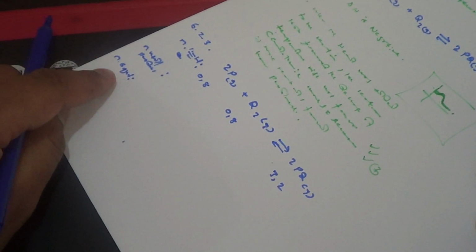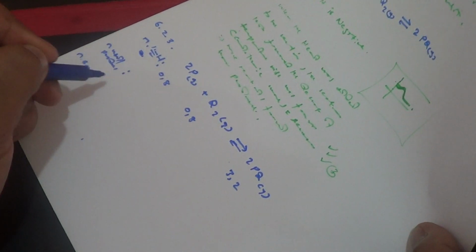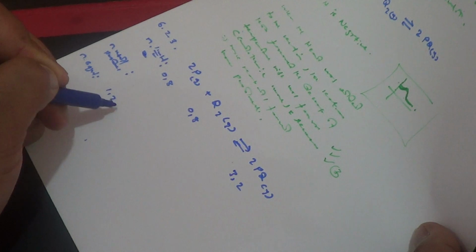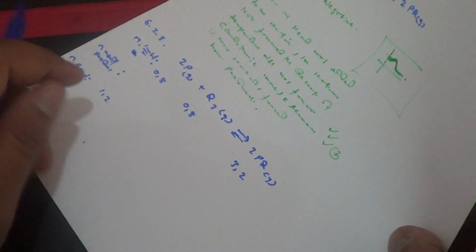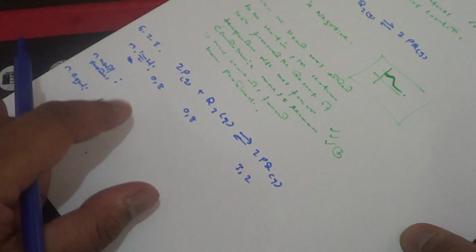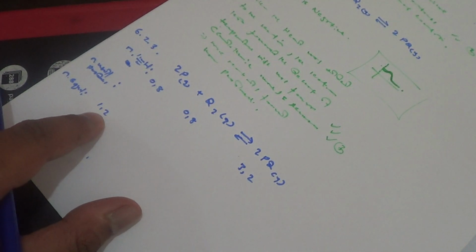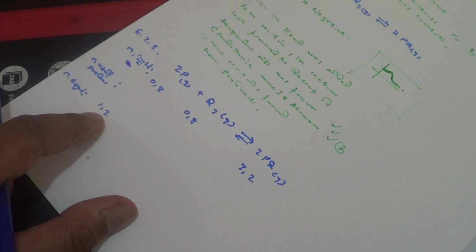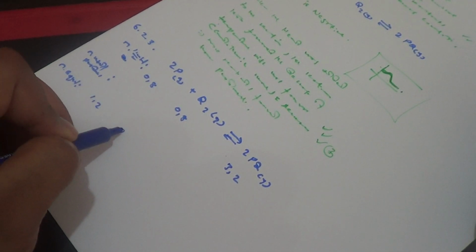Now this is the new equilibrium, right? We were told that we had gas P as 1.2 moles. We don't know the number of moles of this one, but we know that 2 moles of this one react with 1 mole. So we'll just divide that by 2. 1.2 divided by 2 is now 0.6.